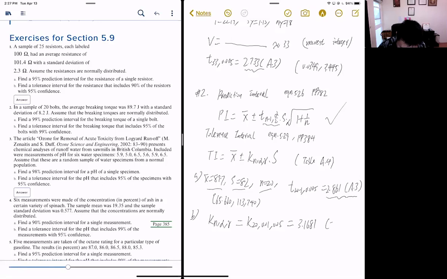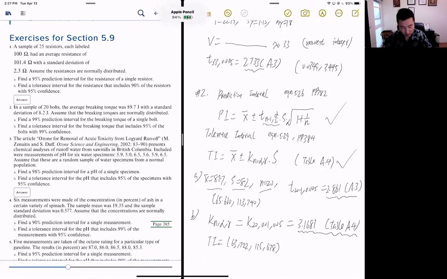From table 8.4, the key value will be 3.1681. So make sure you can find the same number yourself. Plug into the equation for tolerance interval here. So TI will be this. Okay, so that's the last question for the practice session for chapter 5.